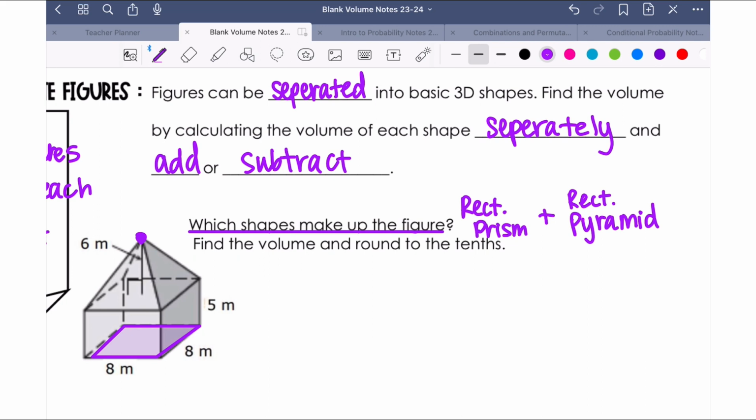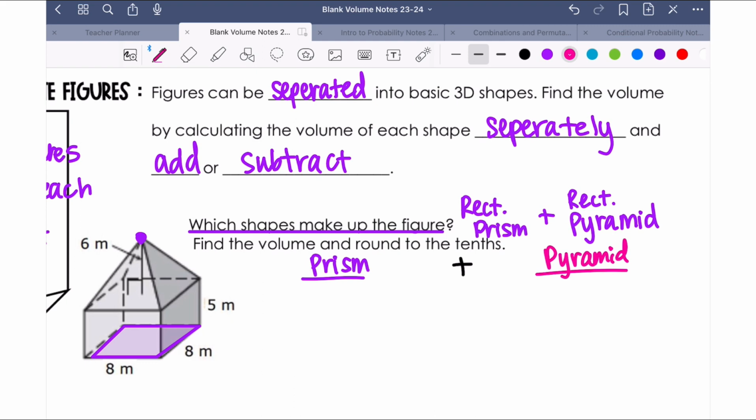And why did I put plus? I put plus because you're going to add them. You need to find each separately and then add them. So I'm going to split up my work here. Let's do a prism first. And then we're going to add the pyramid. Okay, so split up your area in your notes like that.